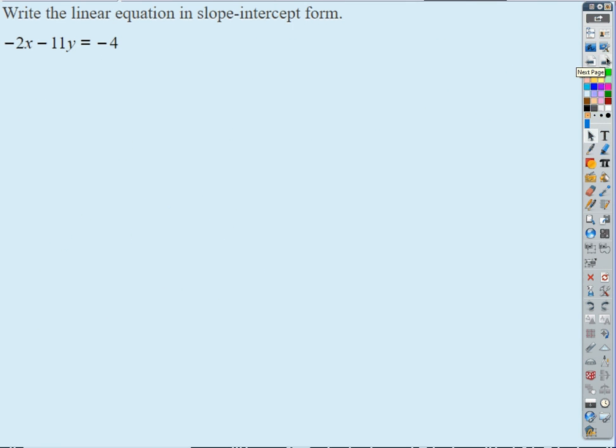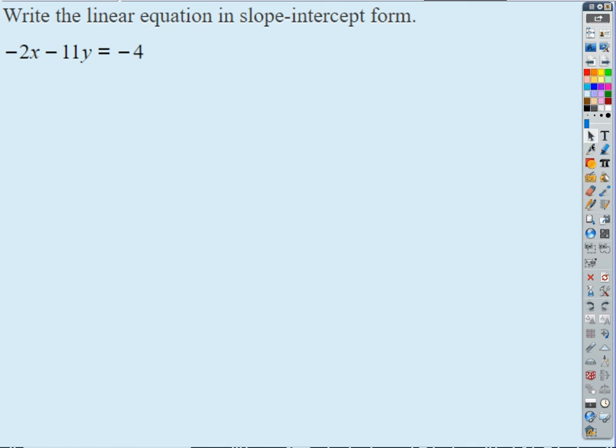Write the linear equation in slope-intercept form. Okay, well, first of all, what is slope-intercept form? Y equals mx plus b. Okay, good. So we know we're trying to get to this form, y equals mx plus b. And really all that means is we're just gonna isolate y and simplify, right?